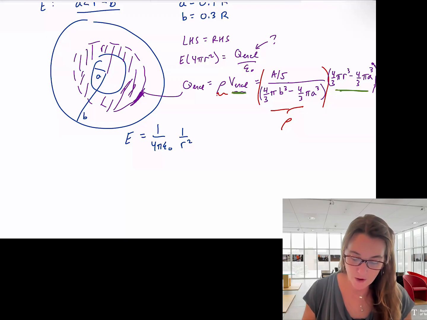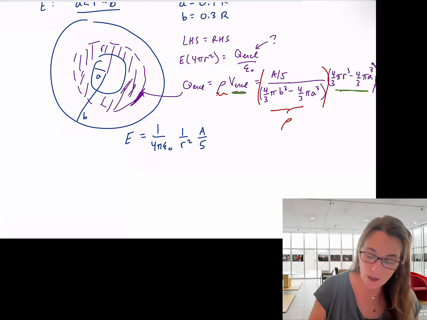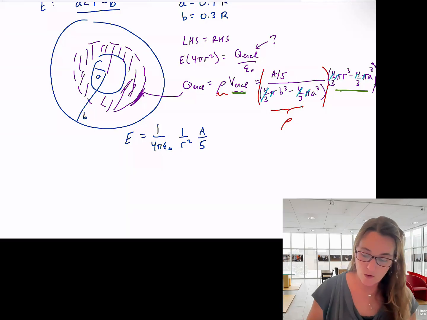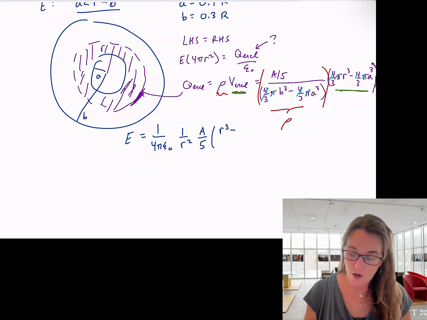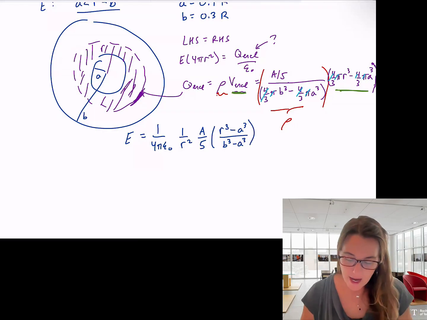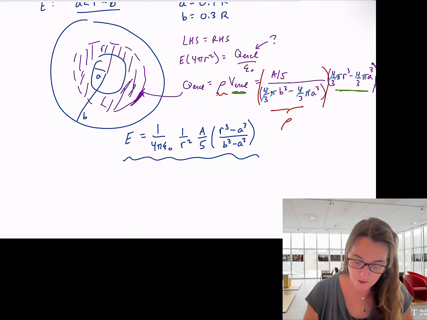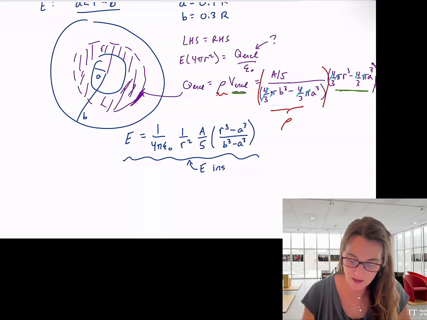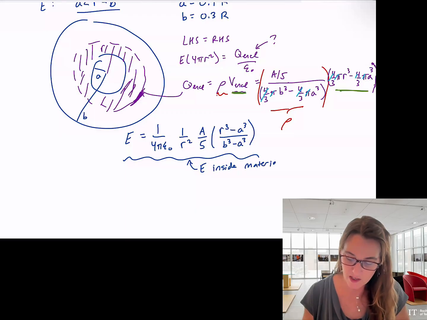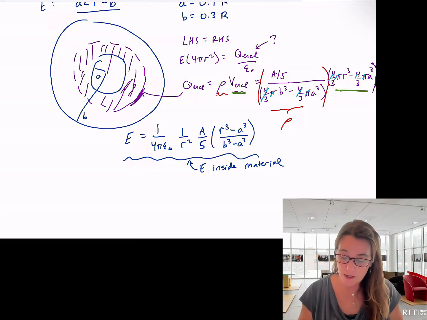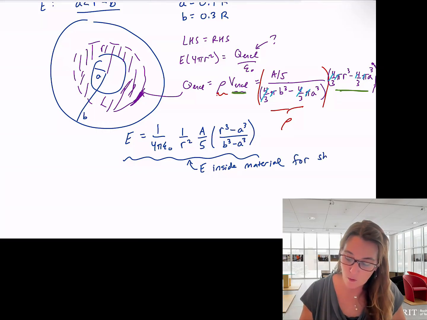I have an A over 5, and we can see that my 4/3 pi's cancel because it's in every term. And so over here I do end up with an r cubed minus a cubed all over b cubed minus a cubed. So at this point, this is essentially the electric field inside the material, for between the radii between a and b. So that's inside the material for the shell.